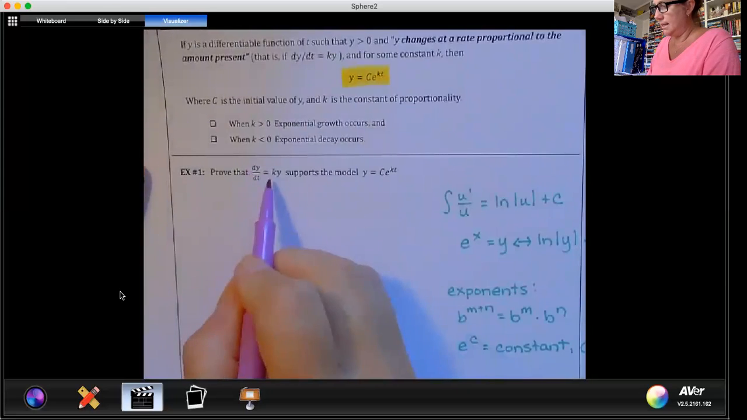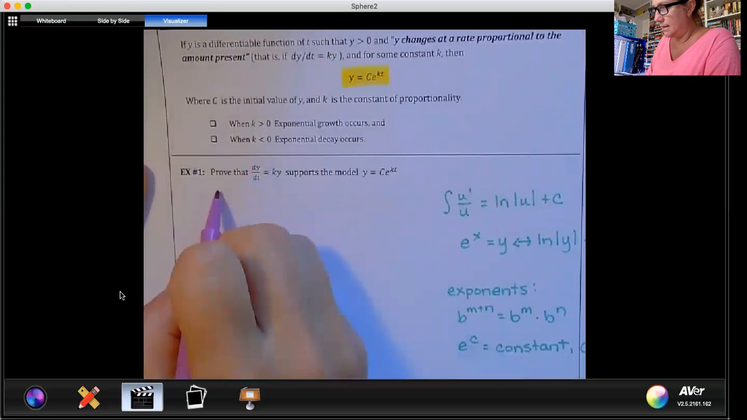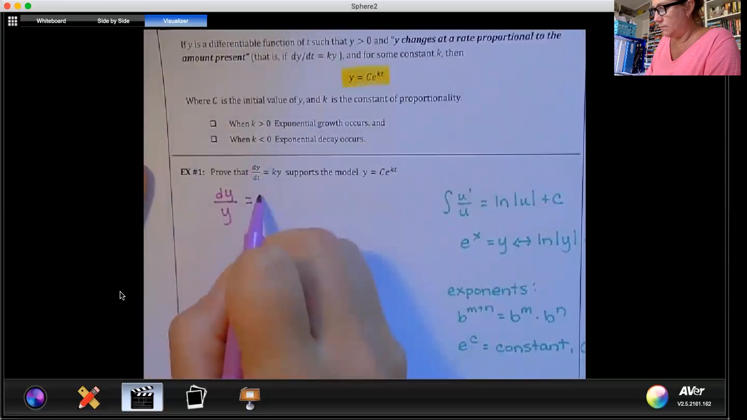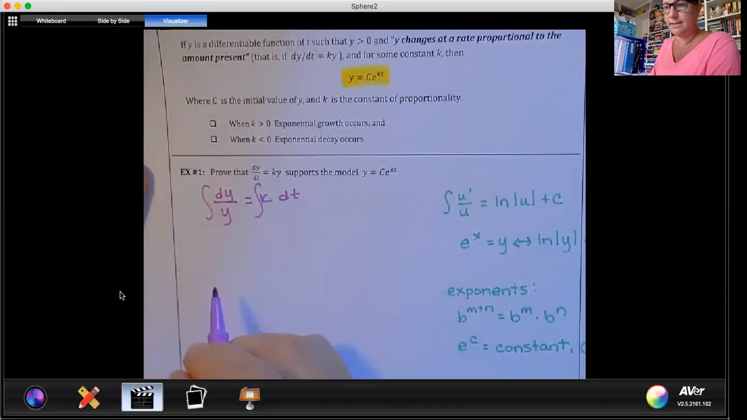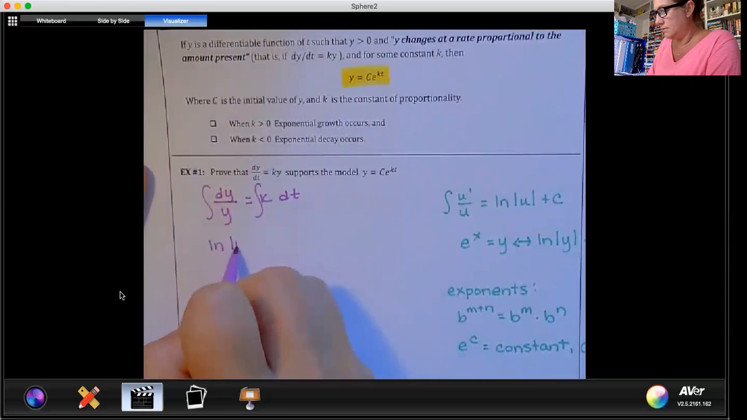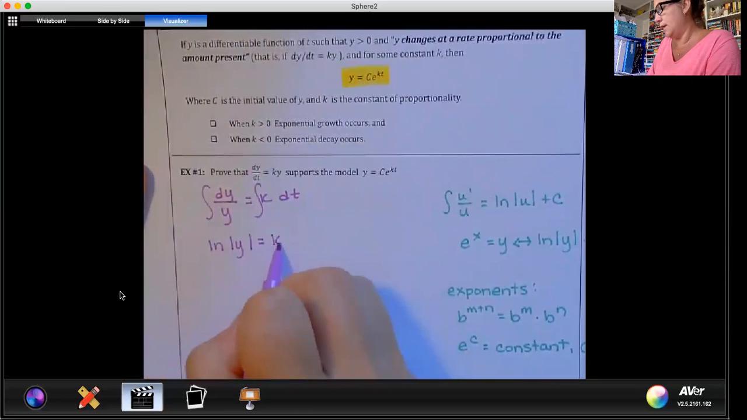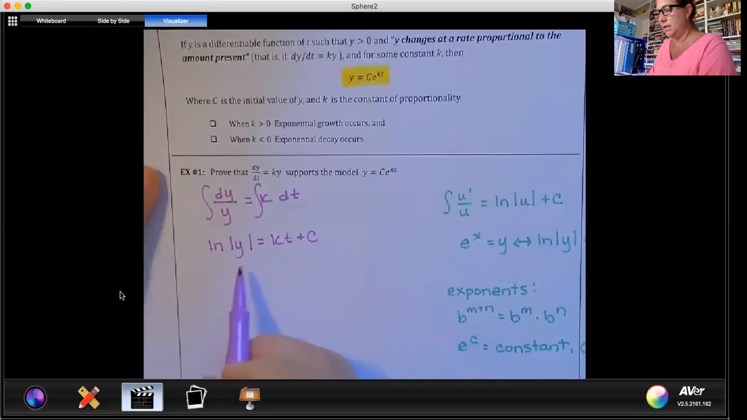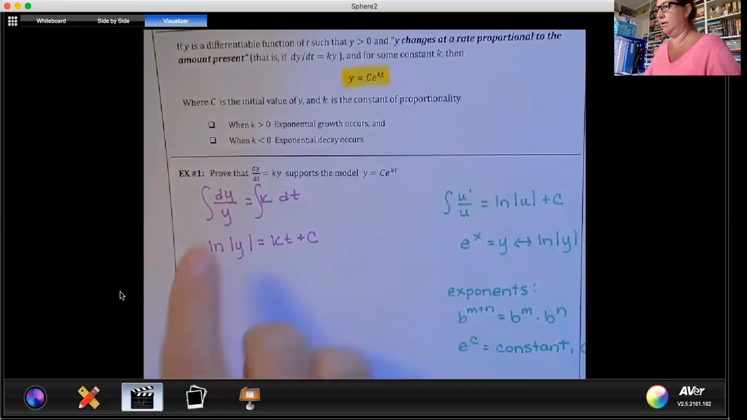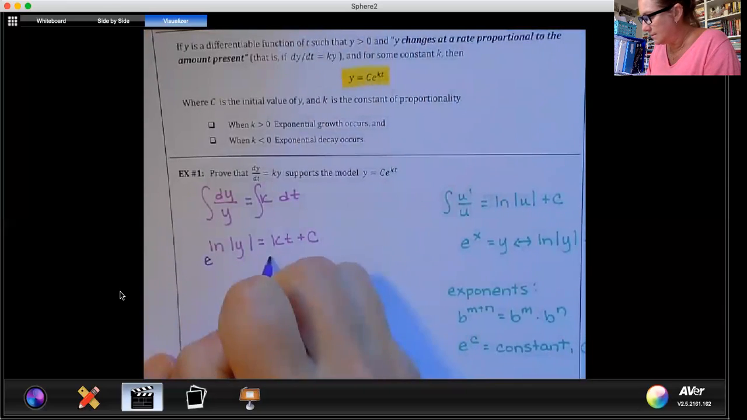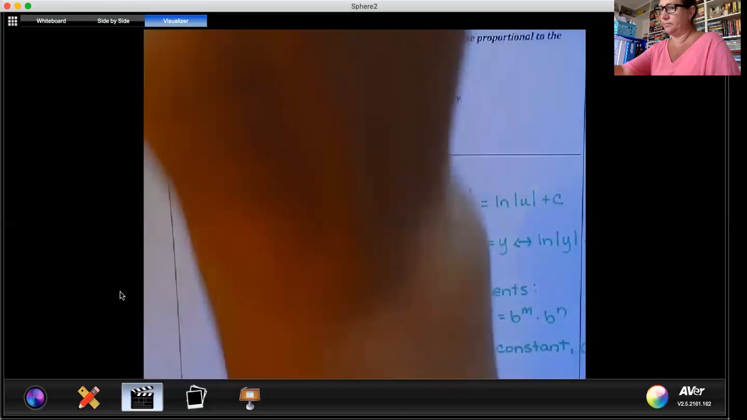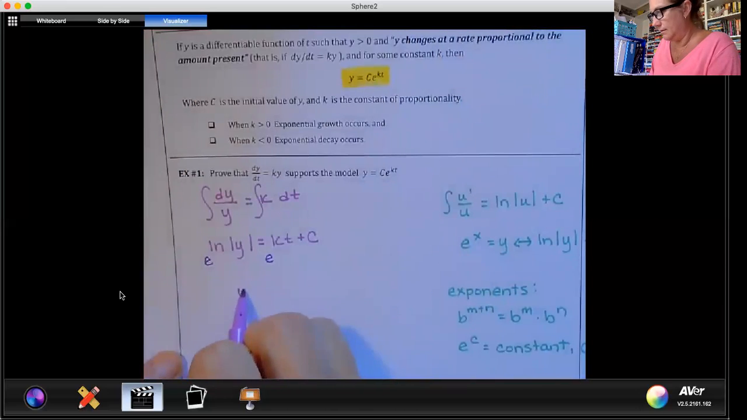So dy dt equals ky. We're going to start by saying dy over y equals k dt. Remember, k is going to be like our constant. So ln absolute value of y is equal to kt plus c. And so when y is inside of our ln, we are going to make both sides become the power of e. So that's going to drop our y down. y equals e to the kt plus c.